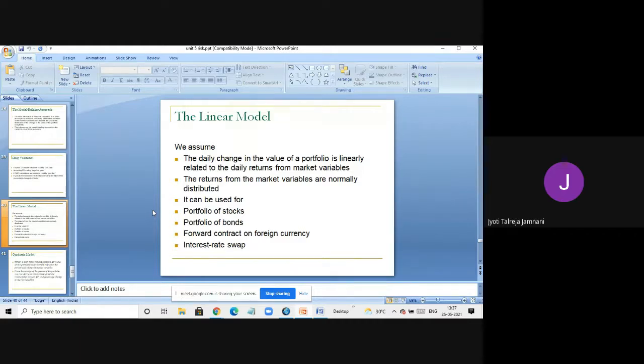The return from the market is normally distributed and it can be used for a portfolio of stocks. In that case, your market variable will be the share price of the stock, or you can use this linear model for a portfolio of bonds. You can use it for forward contracts on foreign currencies, or it can also be used for interest rate swaps. So the linear model can be used for all these kinds of portfolios that you own.